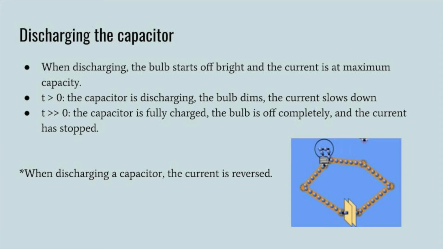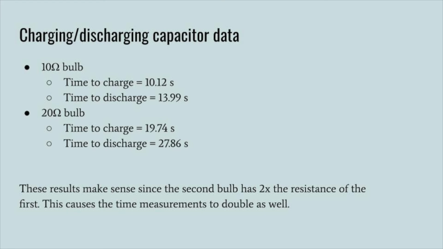With T greater than 0, the capacitor is discharging, the bulb dims, and the current slows down. When T is much greater than 0, the capacitor is fully discharged, the bulb is off completely, and the current has stopped. It is important to note that when discharging a capacitor, the current is reversed. For the 10 ohm bulb, the time to charge was 10.12 seconds, and the time to discharge was 13.99 seconds. For the 20 ohm bulb, the time to charge was 19.74 seconds, and the time to discharge was 27.86 seconds.